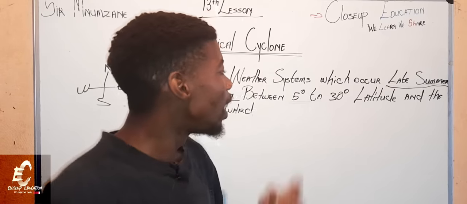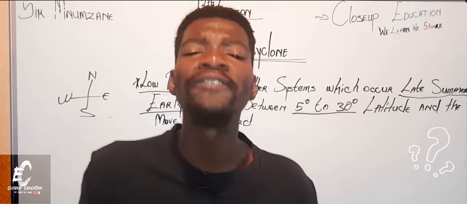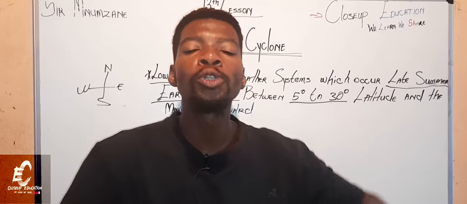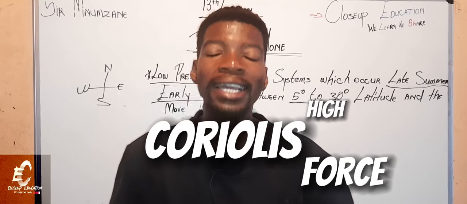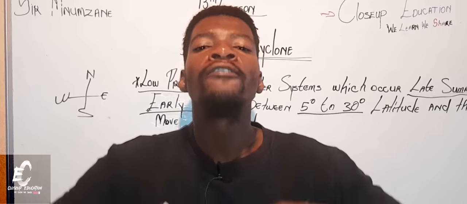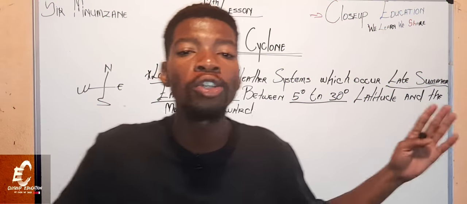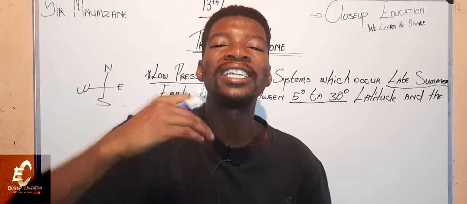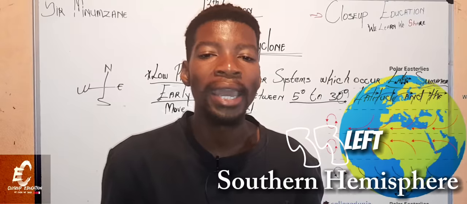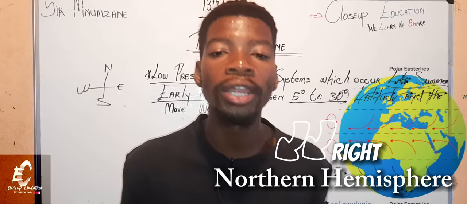So let's continue. It occurs between 5 to 30 degrees. Why between 5 to 30 degrees? Because between 5 to 30 degrees, there is Coriolis force. Coriolis force is the force responsible for deflecting the air movement according to the rotation of the earth. So it is responsible for the deflection of the air movement in the southern hemisphere and in the northern hemisphere.